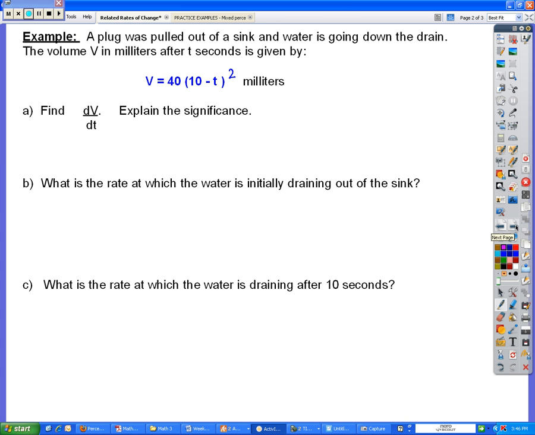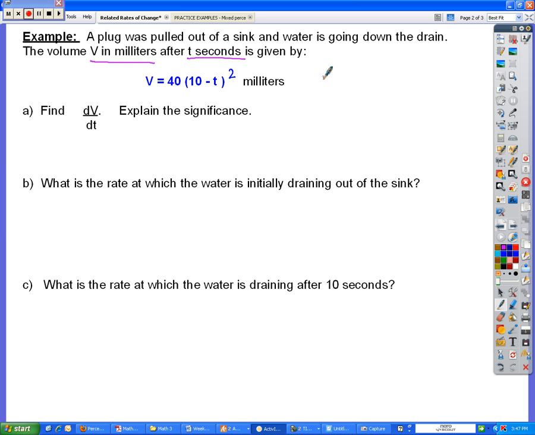All right, here's our first situation. A plug was pulled out of a sink and the water is going down the drain. The volume V in millilitres, so we're given the units this time, after t seconds is given by a formula. So we have a formula here, and it's saying that the volume is dependent on the time. First thing I'm going to ask you is find dV dt.